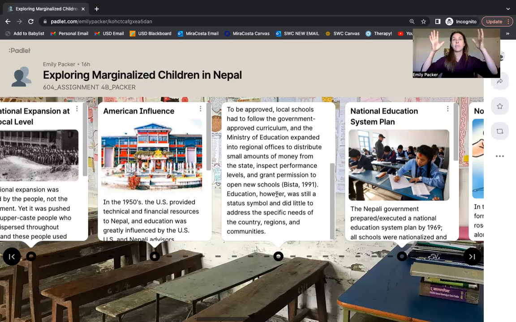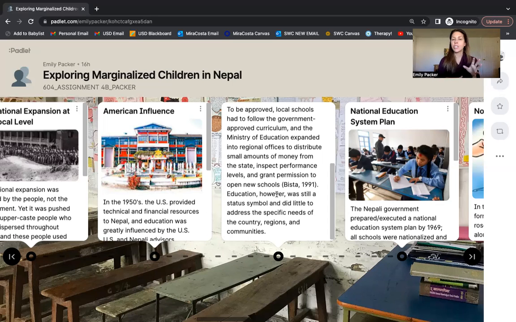So we have the Ministry of Education in Kathmandu. We then see it expand to regional offices all throughout Nepal. And then these regional offices have the leadership and the power to then support local schools, build more schools, but especially inspect performance levels. And that is then very tied to the amount of money schools would get. So here is the first time that we see performance levels being linked to funding.